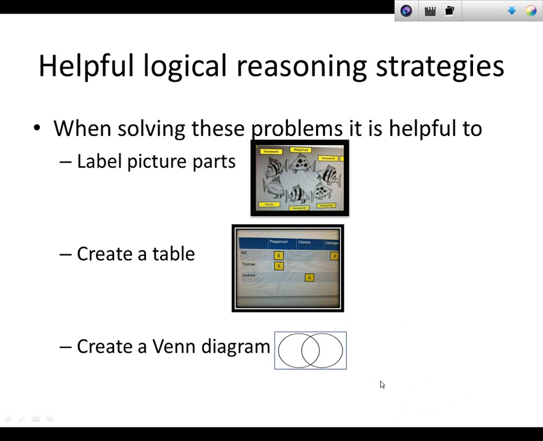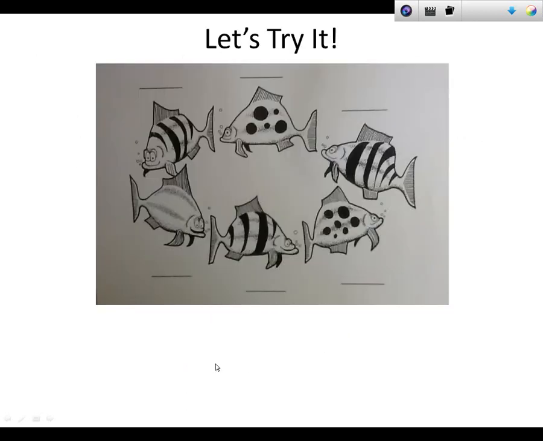Okay. Here are some helpful strategies you can use to solve logical reasoning problems. It could be helpful when you're solving a problem to label picture parts, kind of like I did here. Another helpful strategy is creating a table. And the last helpful strategy you can use is a Venn diagram. Okay. Let's try one of these strategies. In this strategy, you're going to label the pictures to figure out the answers to the clues. Okay? You're going to label each picture with the fish's name.